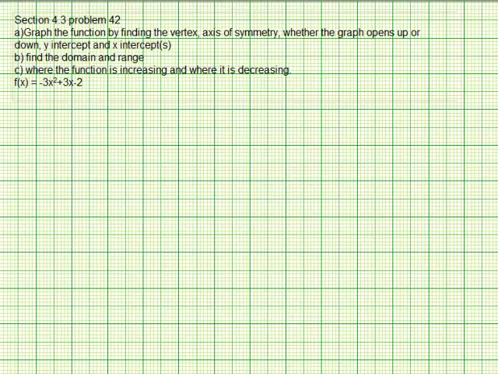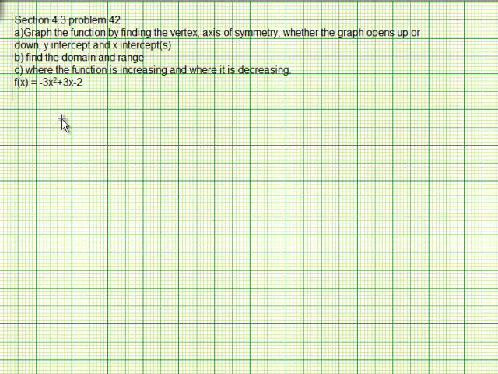This is problem 4, section 4.3, problem number 42. We're going to graph the function by finding the vertex, axis of symmetry, whether or not the graph opens up or down, the y-intercept and x-intercepts, if any. The second part is going to be to find the domain and range, and then where the function is increasing and where it is decreasing.